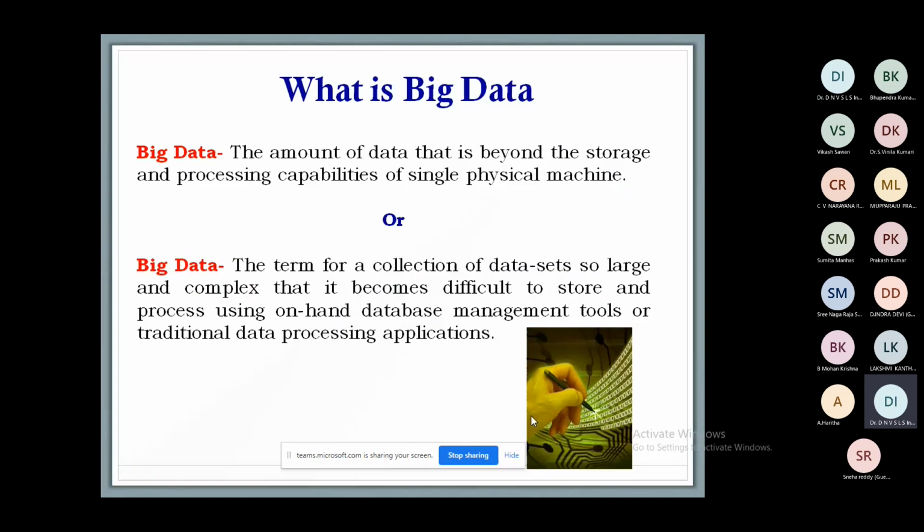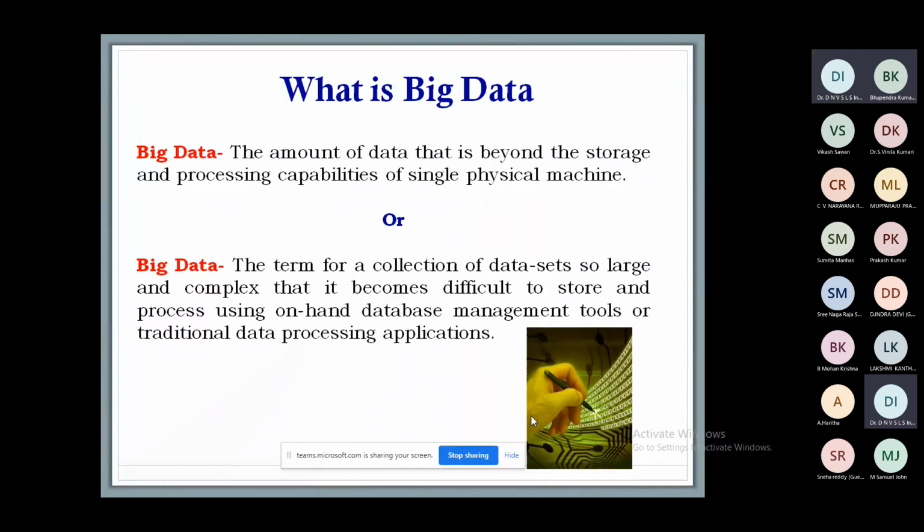Now coming to big data. The amount of data that is beyond the storage and processing capabilities is called big data. We cannot store it in a single machine. The theme of the FDP is data analytics, data privacy, and data security. If you want to apply data analytics, definitely we need to go with big data, meaning we cannot store the data in a single machine. So we need storage and processing capabilities beyond a single machine. That is called big data.